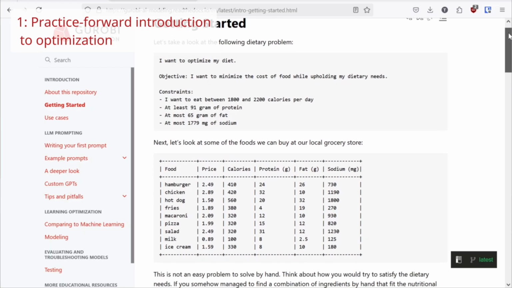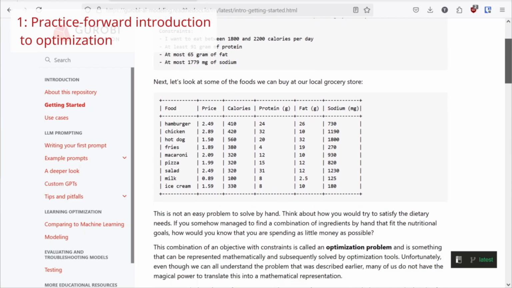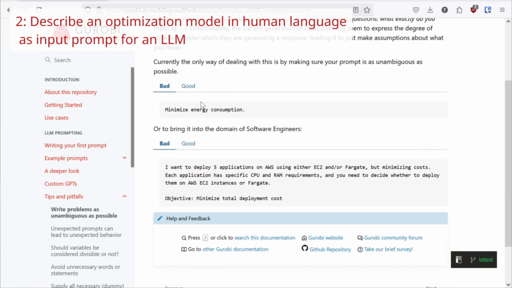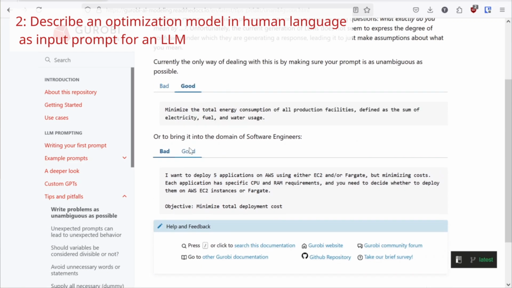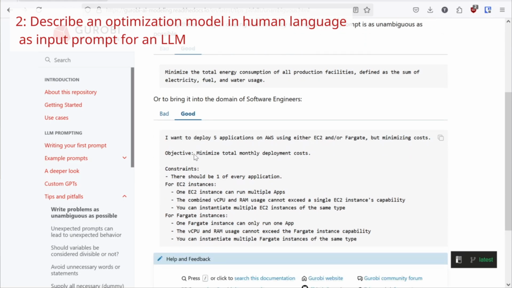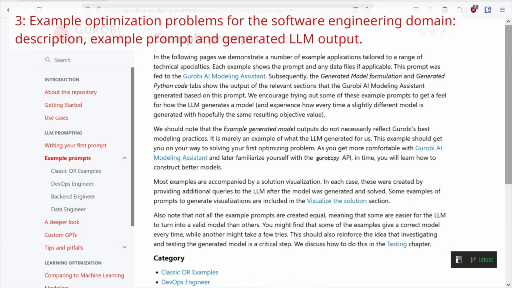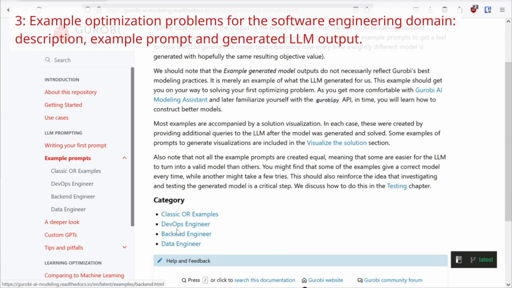Concretely, Gurobi AI Modeling is mainly a documentation piece on Read the Docs containing the following. Number 1, a practice-forward, low-math introduction to optimization. Number 2, how to describe an optimization model in human language as input prompt for an LLM so that the output is a working optimization model in, for instance, Python. Number 3, example optimization problems for a new audience.